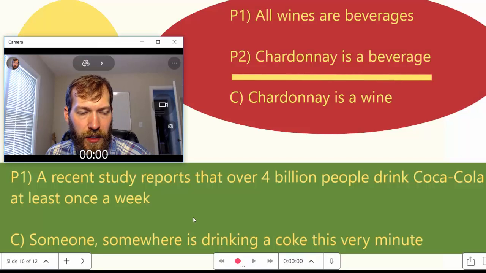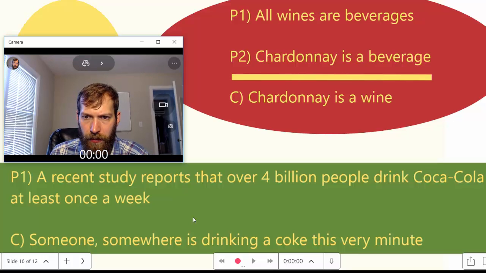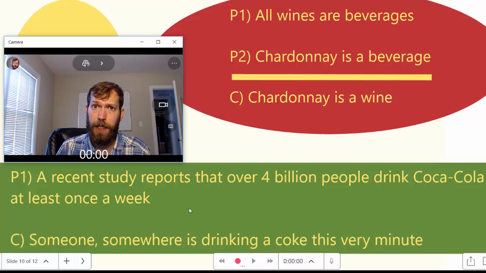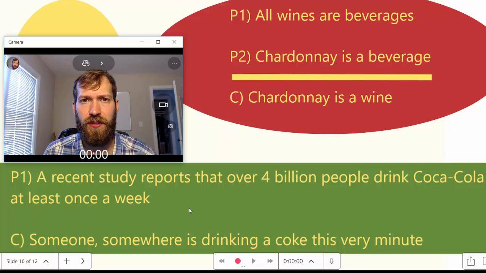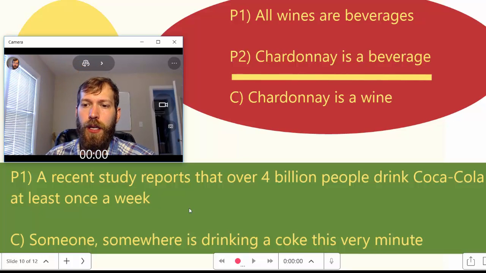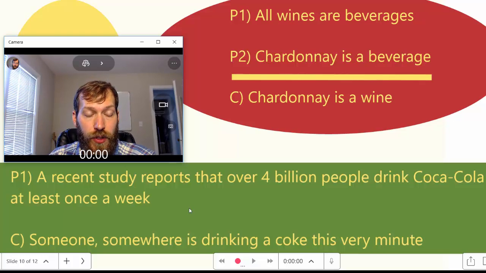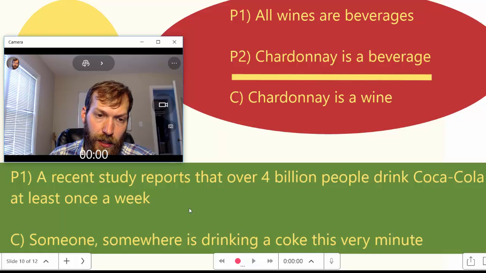So now we're going to turn our attention to this argument that I have here on the bottom in green. Our first premise says that a recent study reports that over 4 billion people drink Coca-Cola at least once a week. As a result, someone somewhere is drinking a Coke this very minute. So again, pause the video, and decide whether you think this is a deductive argument or an inductive argument.